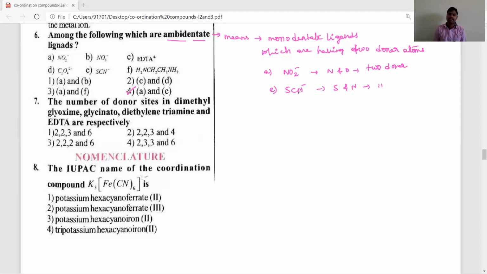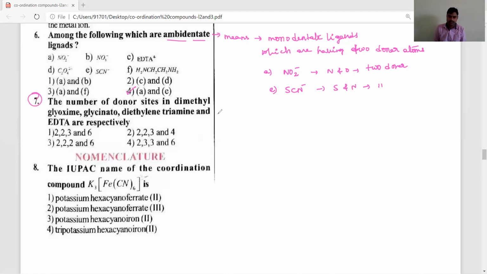Ambidentate ligands means a monodentate ligand of one type only, but having two donor atoms present. Out of the two donor atoms, one atom is bonded with the central metal atom or central metal ion. Such types of ligands are called ambidentate ligands. So the sixth answer is the fourth option.